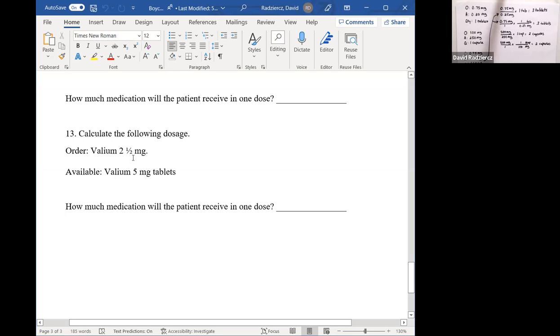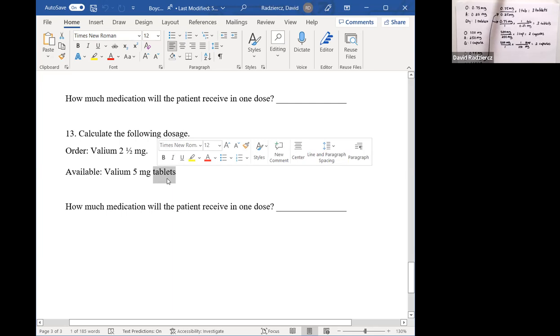So if it's 2.5 milligrams, we know that 2.5 milligrams is half of 5. So you're going to give this person 1/2 tablet. And so I'm going to show you how that might be presented. But also remember, because we talked about tablets can be scored.